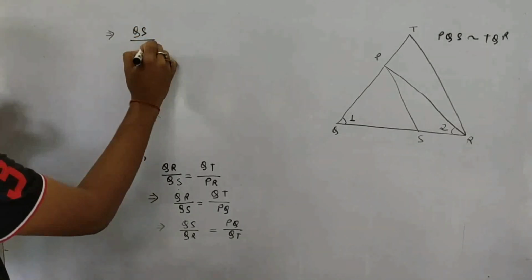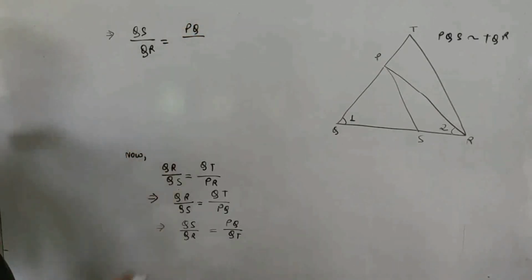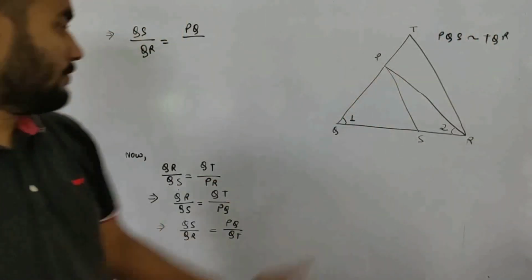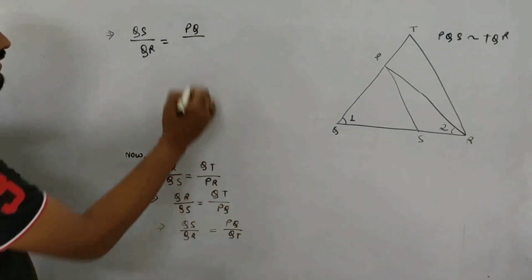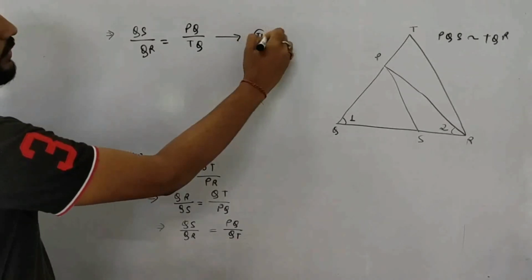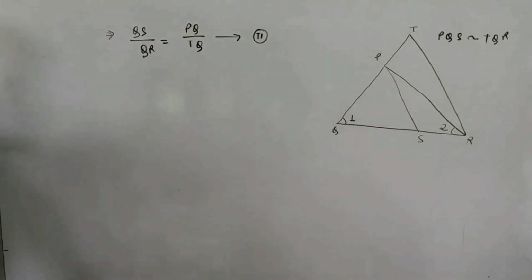QS by QR will be equal to PQ by TQ. If it is P then Q, then it should be T then Q. So in place of QT you write what? TQ. This is equation 2. Okay, done. Now we can prove that the triangles are similar.